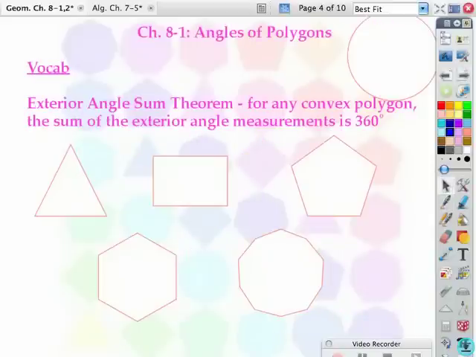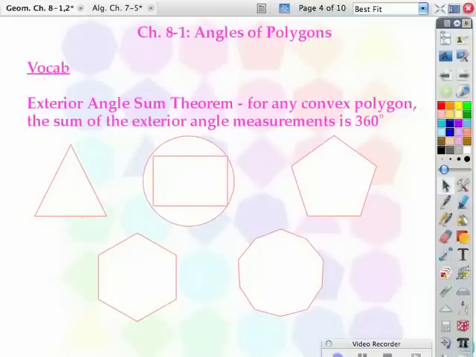Now, when we look at the exterior angle sum theorem for any convex polygon, remember these are all convex because you can extend the sides and they won't go inside the figure. So if you extend this side and keep going, it's never going to cut through the interior of that figure. So all the exterior angles will add up to 360 degrees. And let me show you real quick why. Now you see this circle put around the triangle.